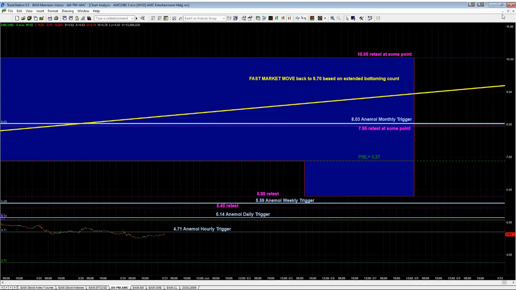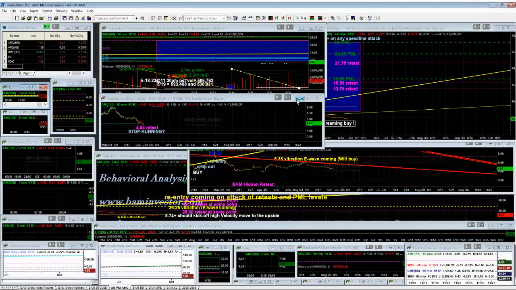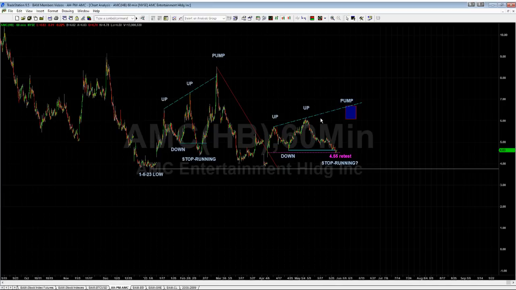Now, remember what I told you guys about this setup here. We can see it's not uncommon to see a little throw over on a speed line attack like this. And again, if we attack this speed line into this timing element, that's only sitting at about $6.70. Well, I just was talking about the 805 Anemoi monthly trigger. So obviously that would be a large overthrow. It'll be interesting if we can track into this time and price element.